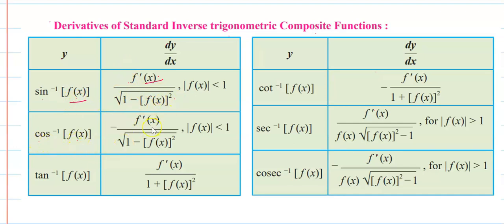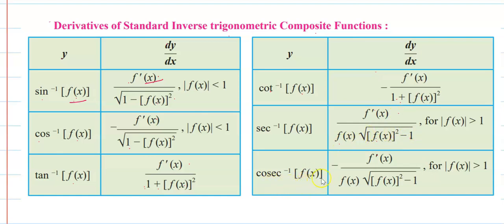Cos inverse of f of x, again minus 1 upon under root of 1 minus f of x bracket square into f dash of x. Tan inverse of f of x, again 1/(1 plus x square) means what? 1 plus f of x bracket square into f dash of x. Similarly, cot inverse of f of x, that is minus 1/(1 plus f of x bracket square) into f dash of x. Sec inverse of f of x, again 1/(x into under root of x square minus 1). Similarly, 1/(f of x under root of f of x bracket square minus 1) into derivative of f of x is f dash of x.